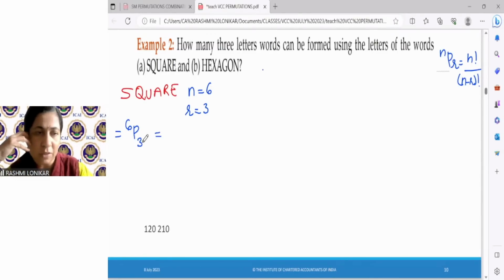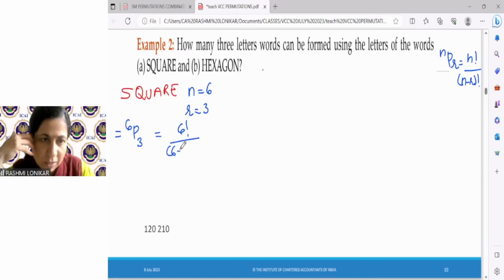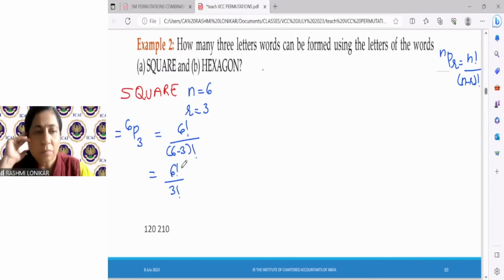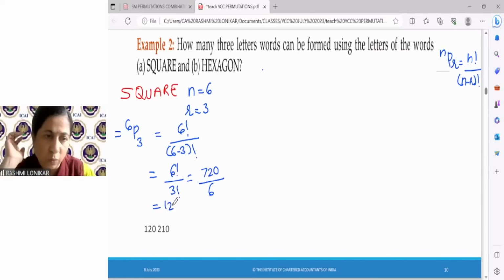So 6p3 will be what? 6 factorial upon 6 minus 3 factorial. Solving the denominator first, this is 6 factorial upon 3 factorial. Now I may write this as how much? 6 factorial is 720 upon 3 factorial is 6. So I get the answer 120.